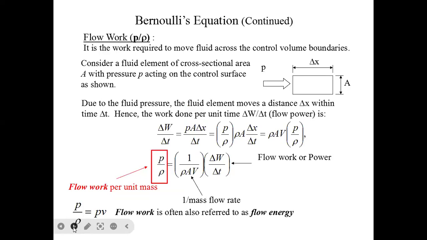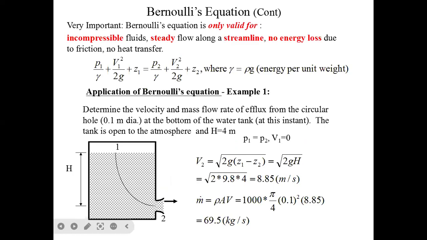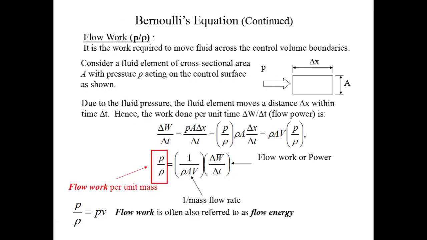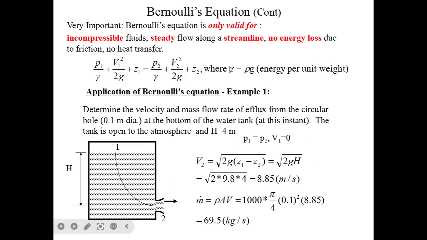So in the Bernoulli equation, flow work is the work required to move fluid across the control volume boundaries. Consider a fluid element of cross-section area A and pressure P acting on a control surface. The work done per unit time will be P A delta x by t, and P by rho equals this. That means P by rho equals the flow work per unit mass. Actually, this is the Bernoulli equation.